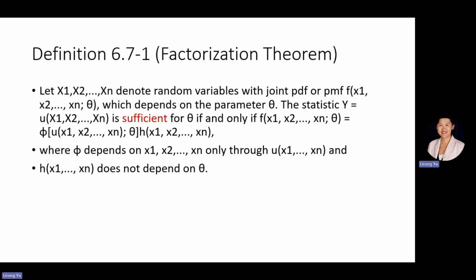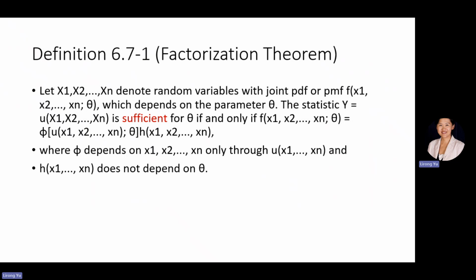And then Y equal to u(x1, x2, ..., xn) is sufficient for theta if and only if the joint likelihood function can be factored into two functions. The first one is the phi function. Phi is the one that has u as part of the component and also has theta. The other one is h. h does not have any theta. So then h only has the x values in there.